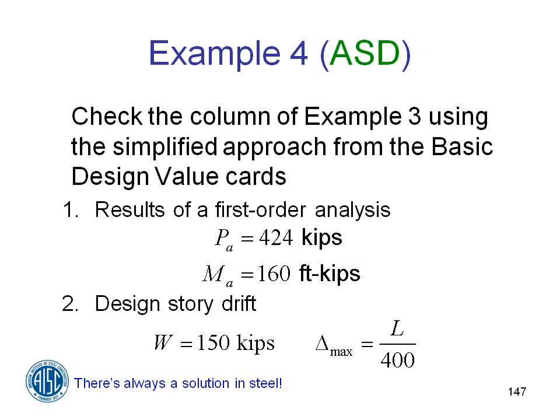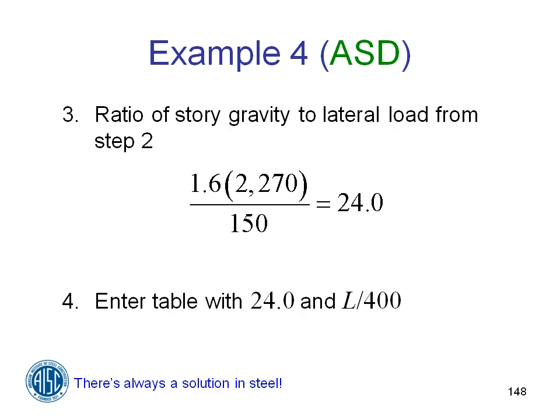So let's check that example 3 column. We had a load of 424 kips and a moment of 160 foot kips. All right, that's combining the NT and the LT. We had a wind load of 150 kips that gave us a deflection of L over 400. We need to calculate the ratio of the gravity load to the lateral load. So this is the 1.6 for ASD. The 2270 was the gravity load for that problem, and there's that 150. So what we get is this ratio of 24.